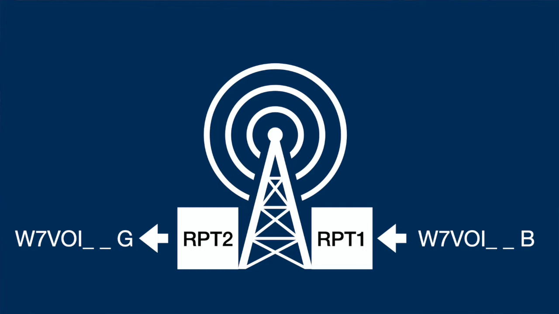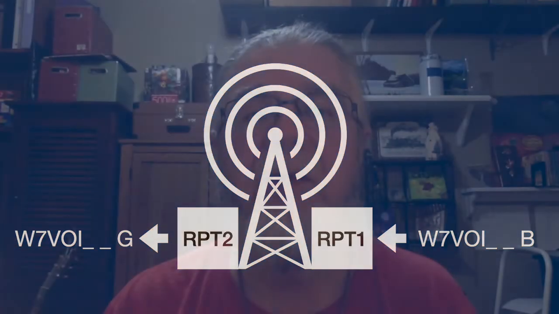RPT1 allows me into the local D-Star repeater. RPT2 allows me out from that local D-Star repeater to a different D-Star network of repeaters. RPT2 can also allow me to command the repeater to retransmit my signal using a different frequency band, or to a different area or zone of the D-Star system, even to another county, another state, or another country.